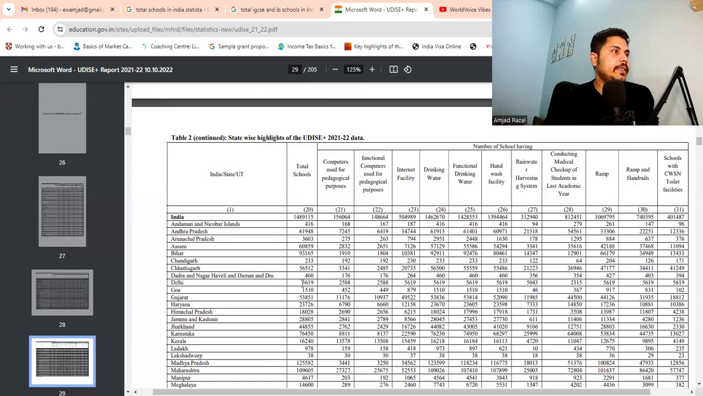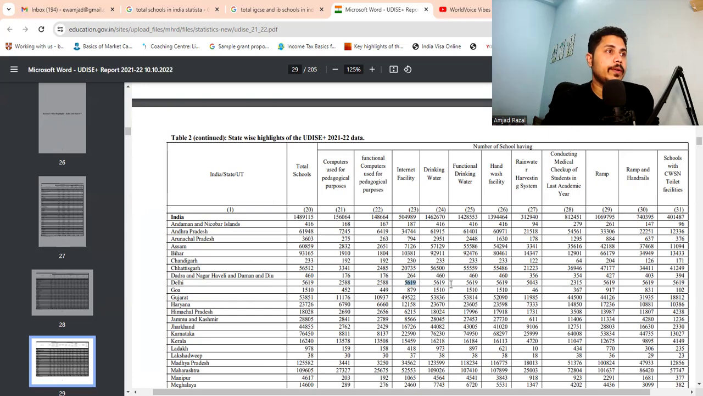Delhi, let's see. Delhi has 5,619 schools. Out of all, nearly half of these schools have computers for pedagogical purposes, and an equal number are in functional order. Internet facility, all the schools have internet facility. Okay, not a single school is left.